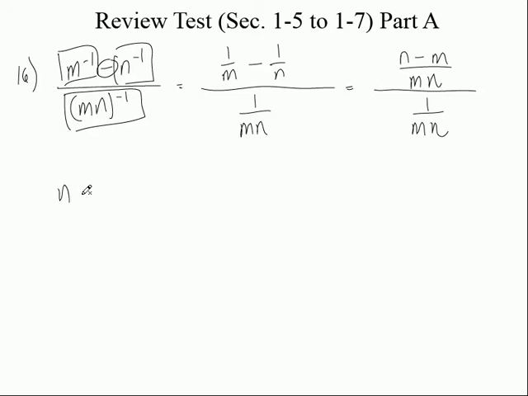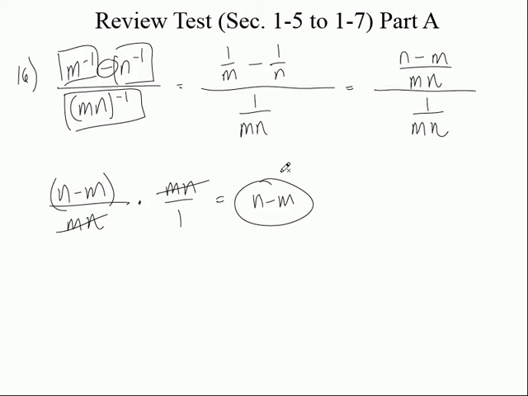So keep the top the same, n minus m over mn, and you multiply by the reciprocal of this. What's the reciprocal of that? That's right, it's mn over 1. Now, works out real nice and easy, doesn't it? Look, this mn right here is being multiplied by something, isn't it? All right, so I can cancel this out, they divide out to be a 1, and what's my answer? N minus m. Just like that.